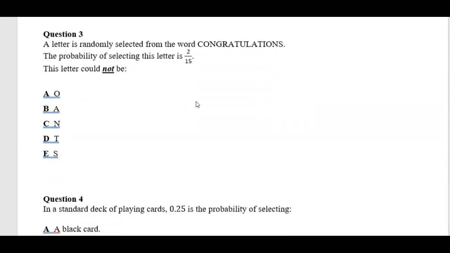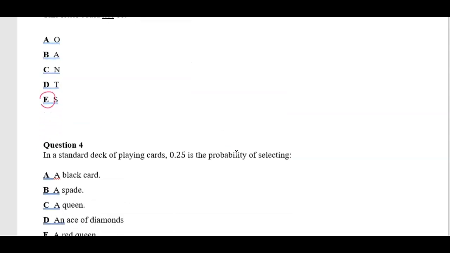All right, a letter is randomly selected from the word congratulations. The probability of selecting this letter is 2 over 15. This letter could not be. So I'm assuming there's 15 letters in congratulations. You can count them if you like. So basically we're saying, well, what letter doesn't occur twice? Okay, so the letter O does occur twice, A occurs twice, N occurs twice, T occurs twice, and S only occurs once on the end. So the probability of getting an S is actually 1 over 15, whereas the other letters is 2 over 15.